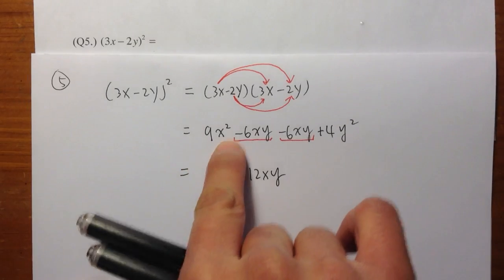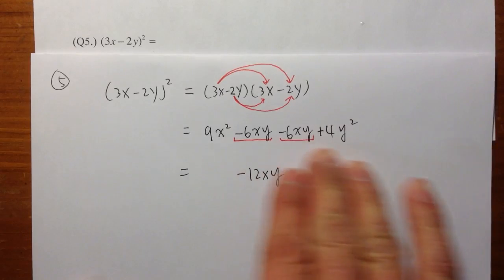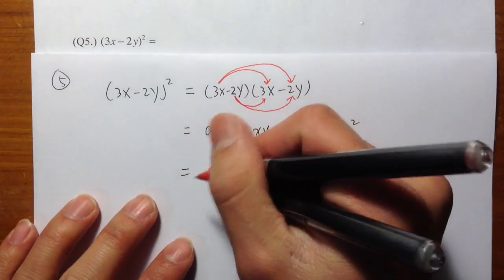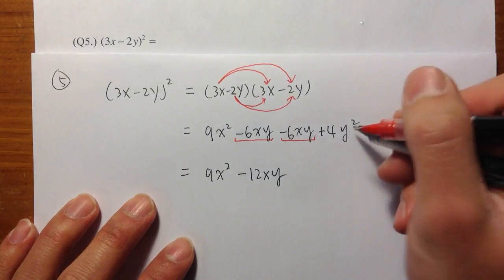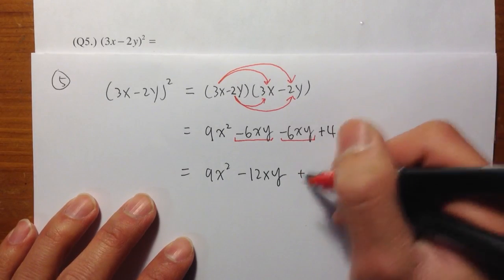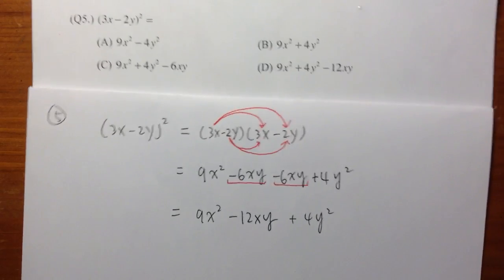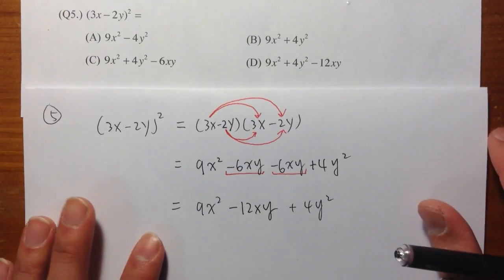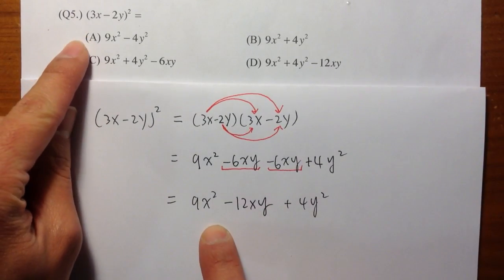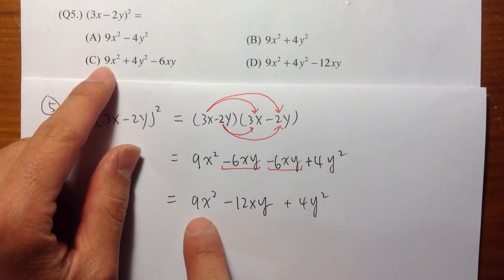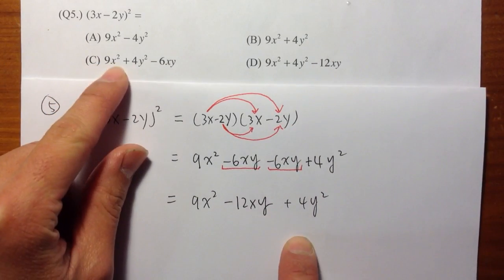And 9x squared, there's nothing else with the x squared. So we'll just leave it. 9x squared. Likewise for the y, I'll just write it down as plus 4y squared. And let's see if I can find our answer. So of course it's not going to be choice A. Of course it's not going to be choice B. And notice that no, it's not choice C either.